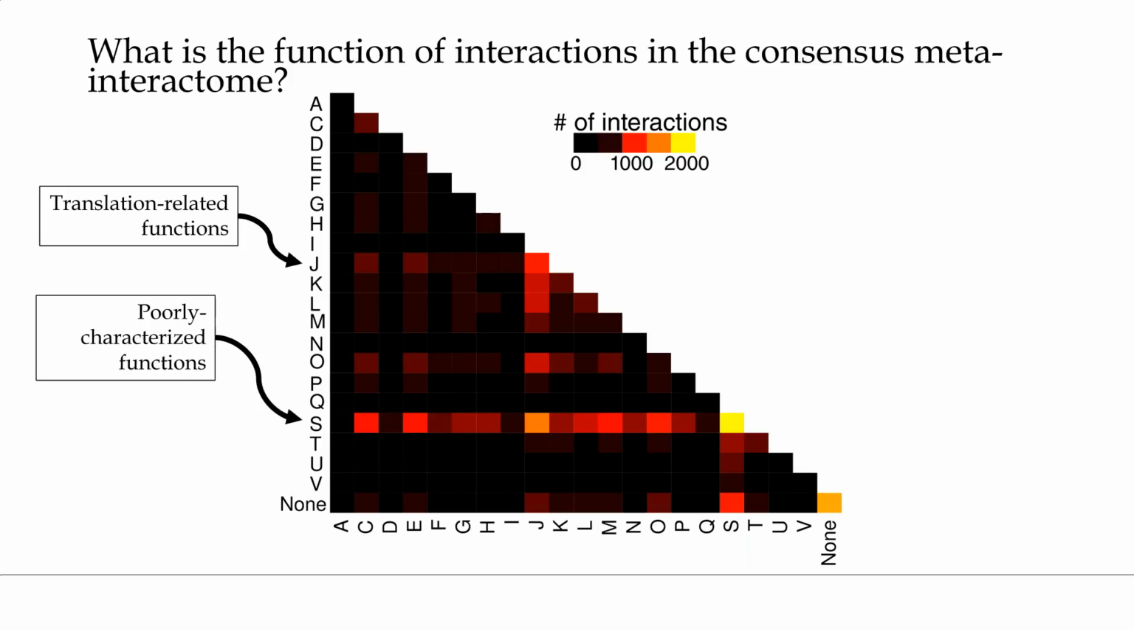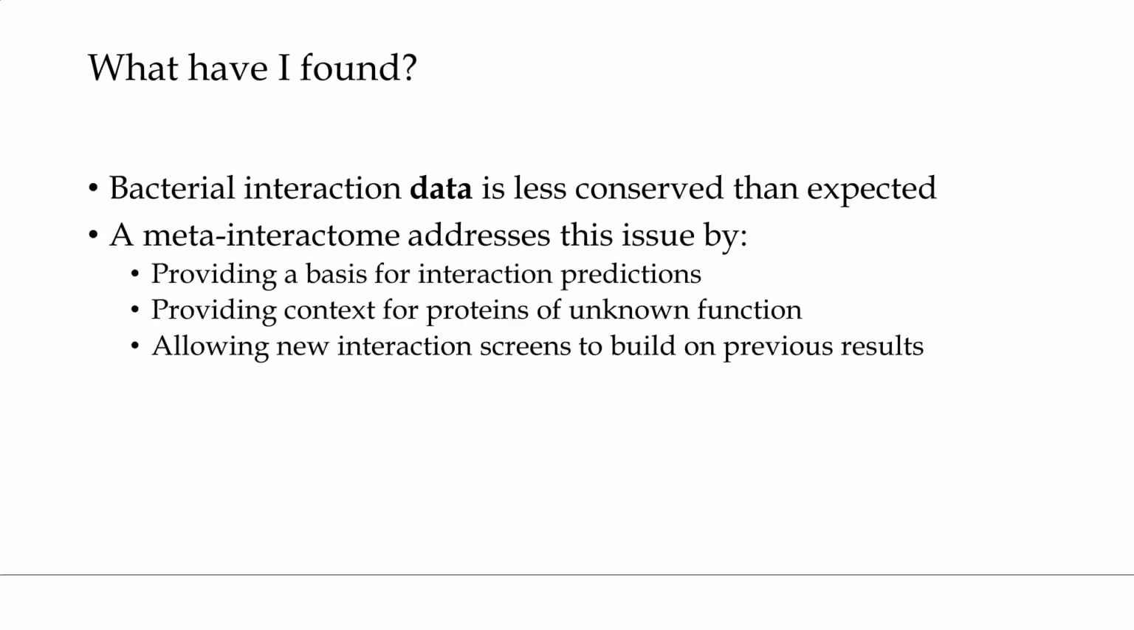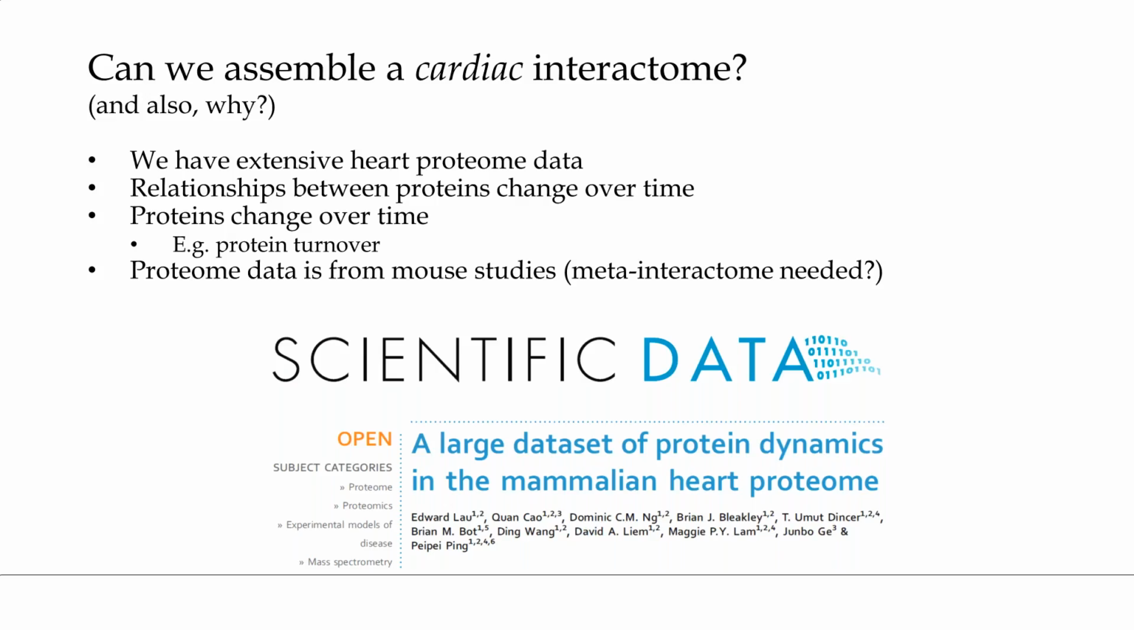So overall, we've seen the bacterial interaction data is quite a bit less conserved than we expected, but a meta-interactome can help to address this issue by providing a way in which we can establish interaction predictions. We can provide some context for those proteins of unknown function, especially in their categories of functional interactions. And it allows us to create new interaction screens that would build on previous results in a better way. So it doesn't necessarily make sense to establish a completely new protein interactome unless we know what we'd be likely to expect. So it leads us to the question in the heart BD2K context here, whether we can assemble a cardiac interactome, and also why would we even want to do that?